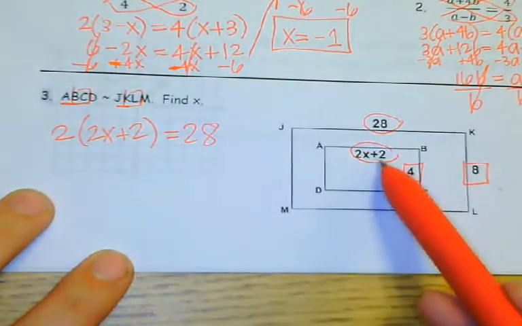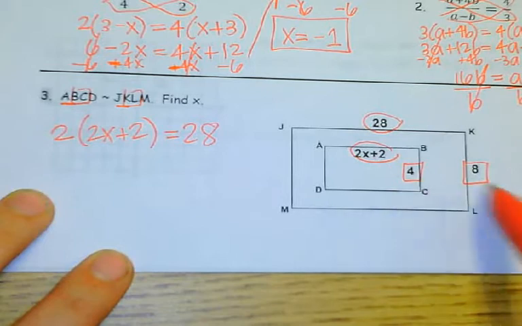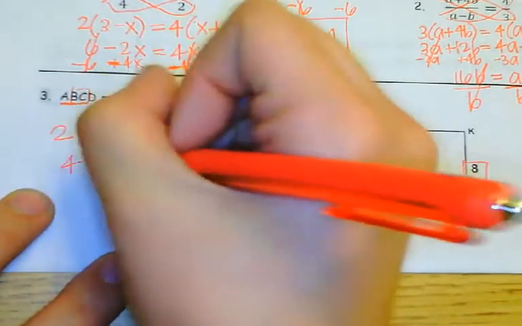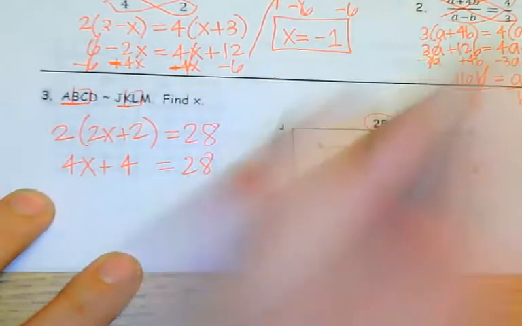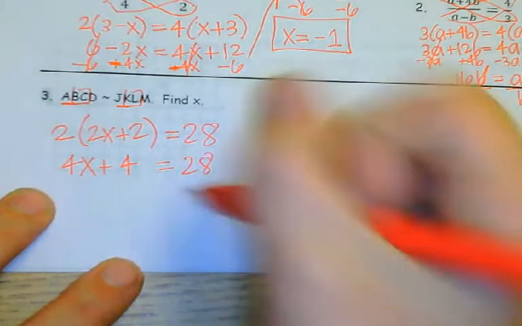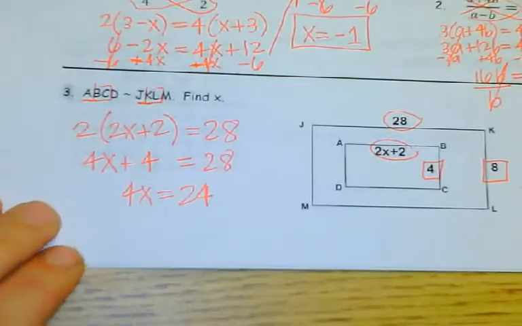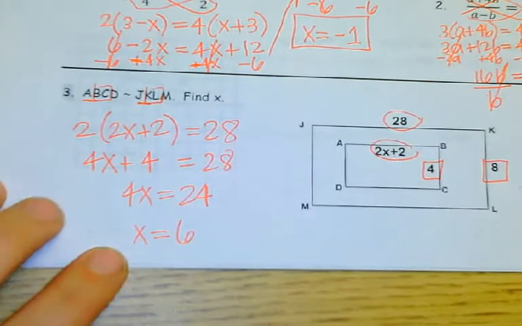So we multiply our small side by 2 to get the bigger one, because we know this one is 2 times bigger according to this ratio right here. So now we distribute: 4x plus 4 equals 28. Subtract the 4, we get 4x equals 24. And then last, divide by 4, we get x equals 6.